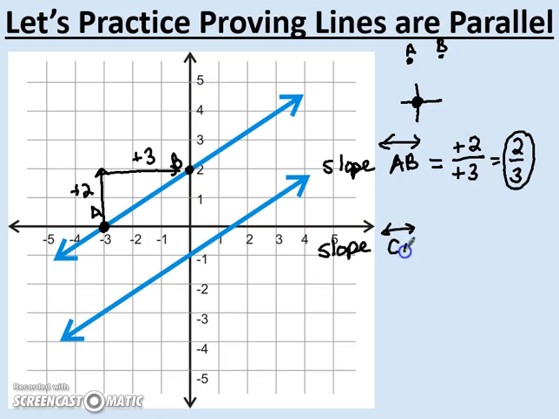Now we're going to do the same thing for the slope of the other line. We'll call this line CD. So let's find 2 points. Okay, here's one, we'll call this C, and here's one, we'll call it D.